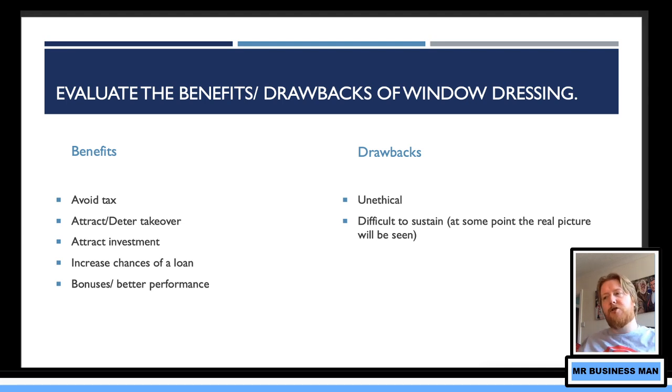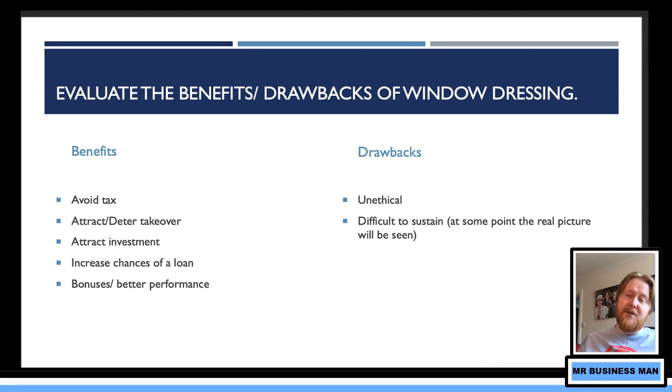It's difficult to sustain as well. At some point, the real picture will be seen. You can't keep window dressing it indefinitely. You're purposely trying to mislead people, really. Not massively, but it can be massively sometimes. You're just trying to make it look better than it really is. But it will show itself, whether it is an overly enthusiastic teacher or someone who's saying that you're better than you are. Extreme window dressing ends up with people going on X Factor, doesn't it, and making an absolute fool of themselves, because no one told them the reality of the situation.